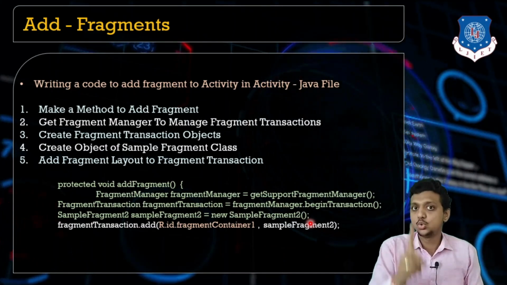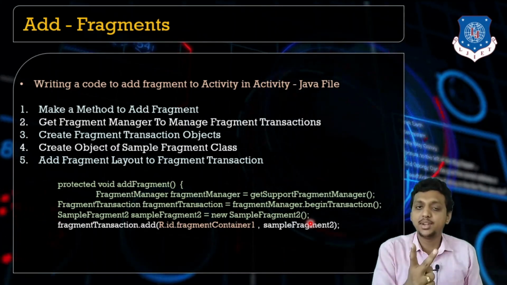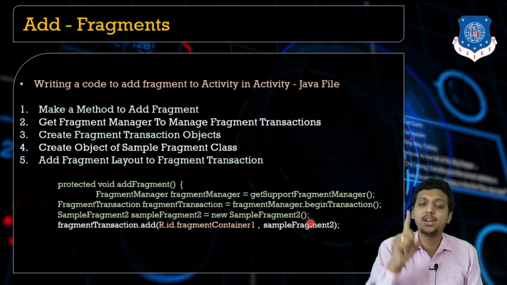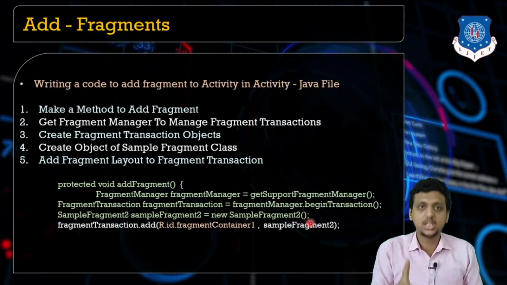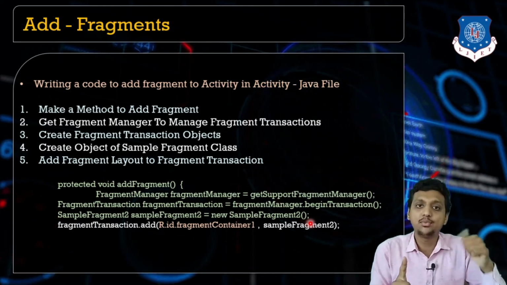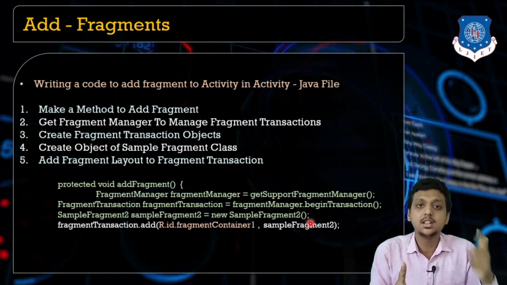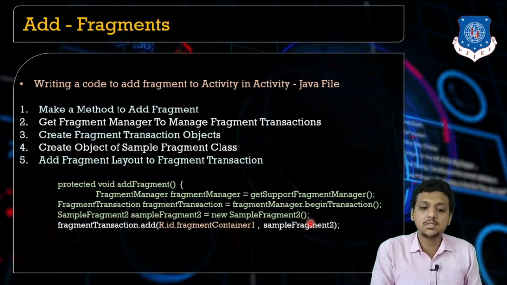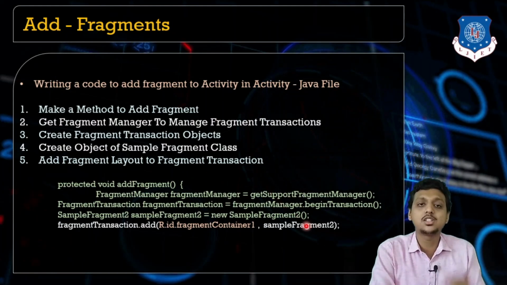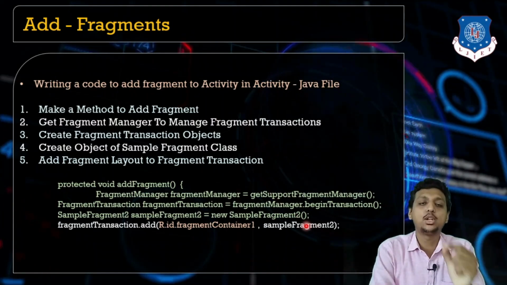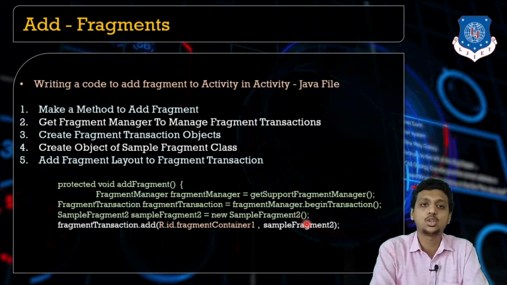You just need to pass two different parameters. Number 1 is the fragment container id, that means the frame layout id from the activity_main XML file. And the second one is the fragment, SampleFragment2. This is an object. Whatever fragment you want to add, you just need to pass the object over here.